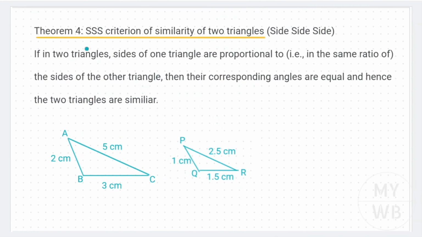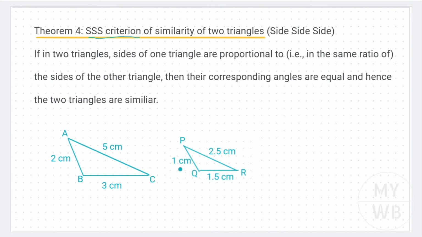Next theorem is the side, side, side criterion of similarity of two triangles. If in two triangles, sides of one triangle are proportional, that is in the same ratio as the sides of the other triangle, then their corresponding angles are equal and hence the two triangles are similar. So as per this SSS criterion, it is enough if we know that the three sides are in proportion. If we are sure that the three sides are in proportion, we can directly conclude that the triangles are similar.